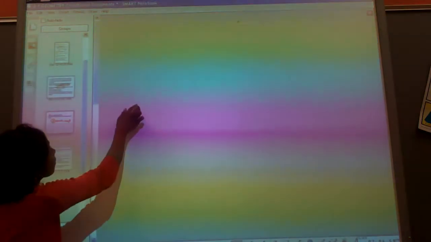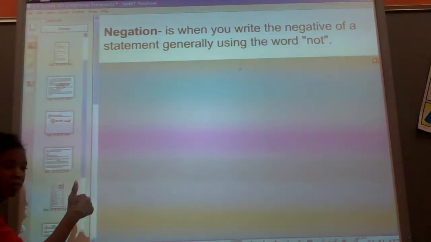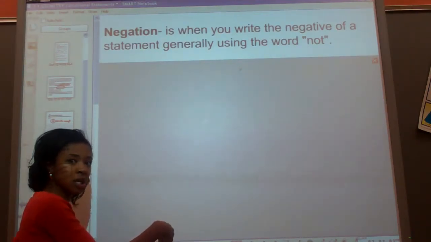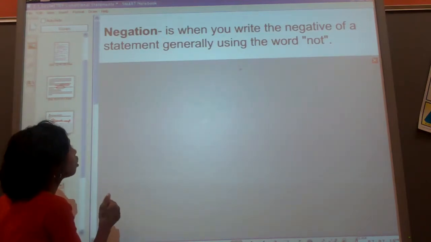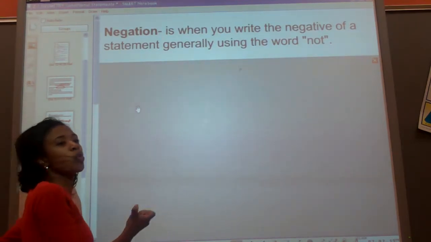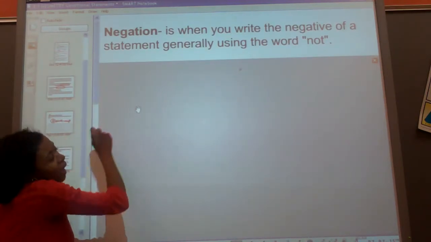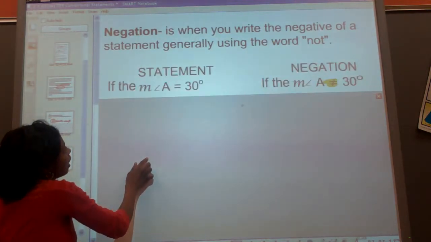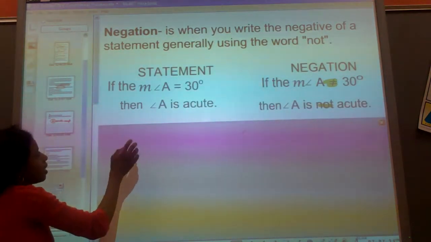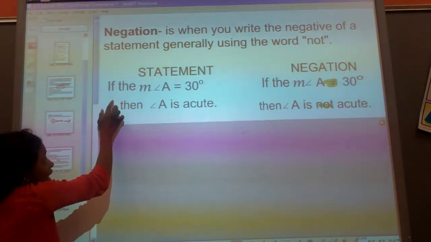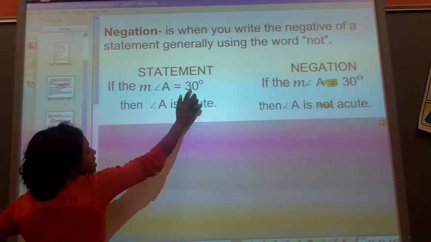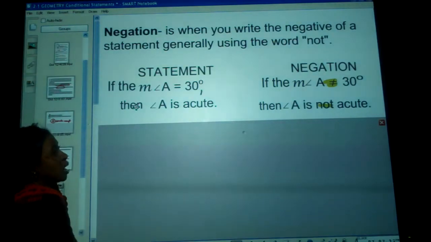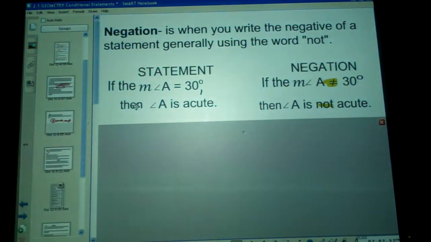All right? Now, let's look at negation. So we have the original conditional statement. We just learned about the converse. Converse again, when I switch the hypothesis and conclusion. Negation is when I have my original sentence and I make it negative by putting the word not. So for example, here's my original statement. Let's say my original conditional statement says, if the measure of angle A is equal to 30 degrees, then angle A is acute. I get a negation if I use the word not.